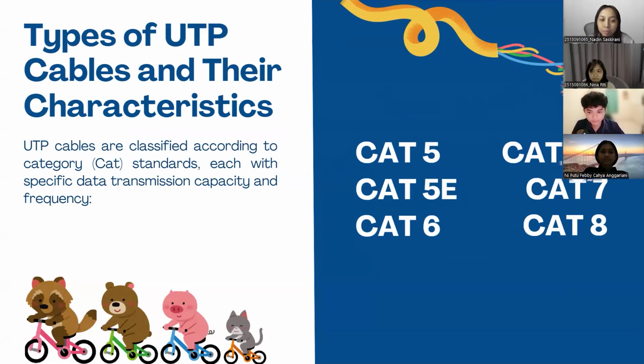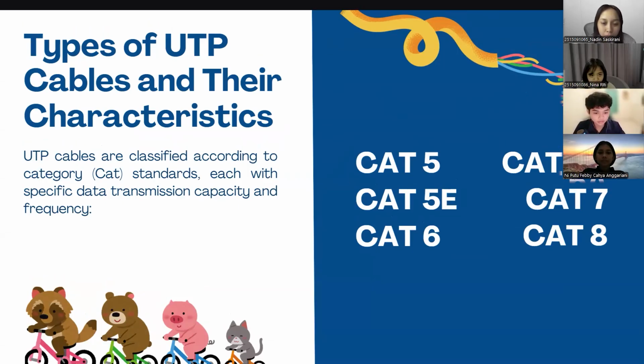Okay, thank you, Nina. So now I'm going to explain the types of UTP cables and their characteristics. UTP cables used for networking are divided into several categories from Cat 1 to Cat 8. Each category has different speed, bandwidth, and performance. Okay, next.